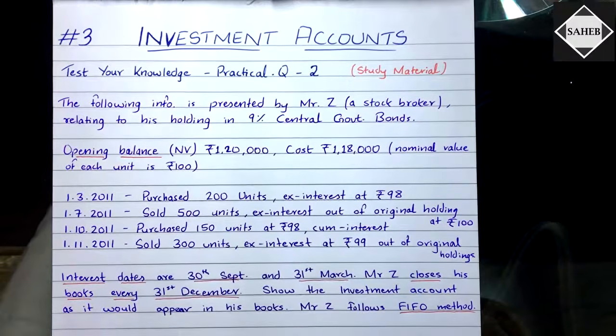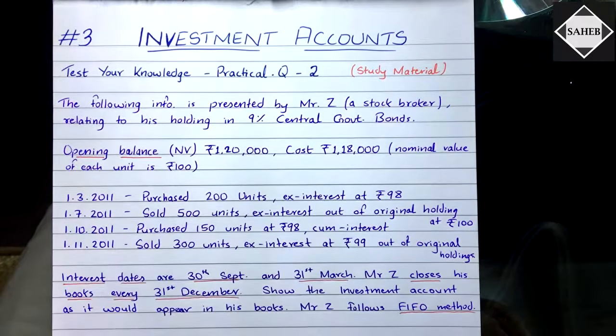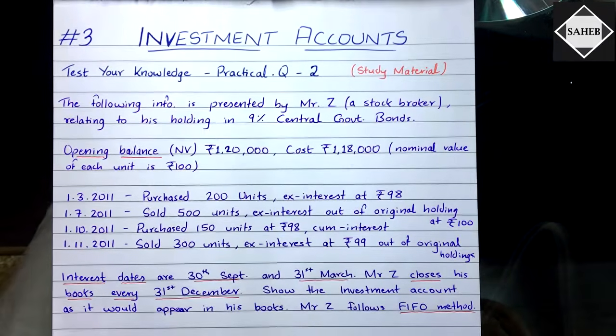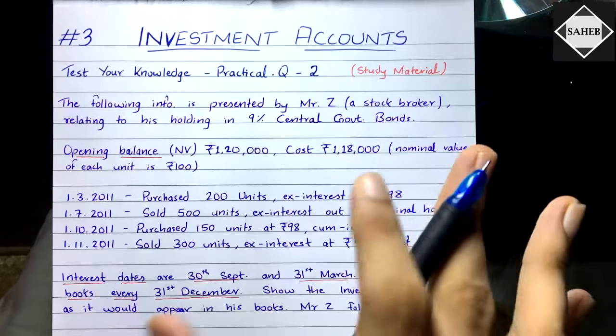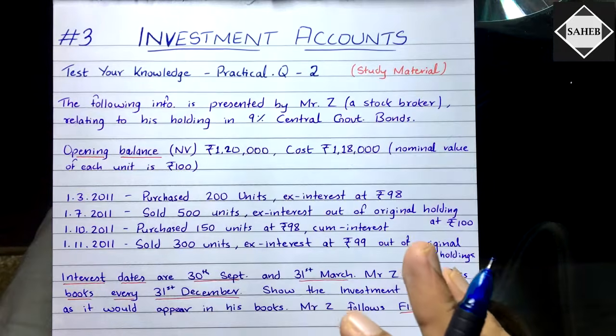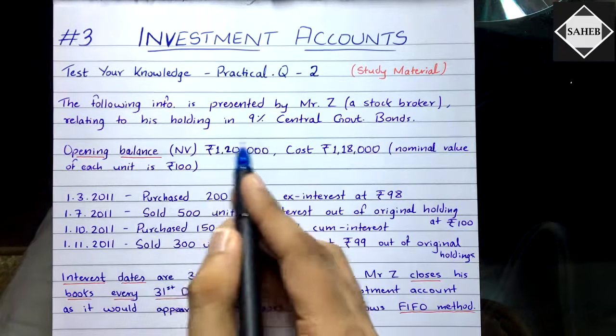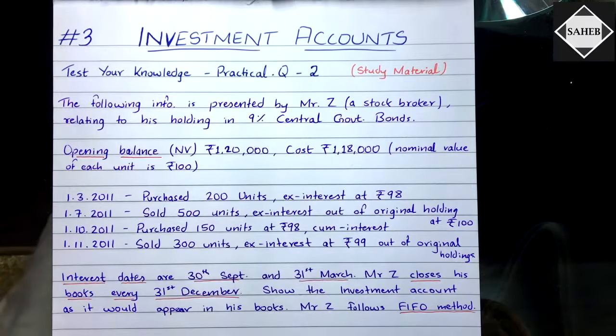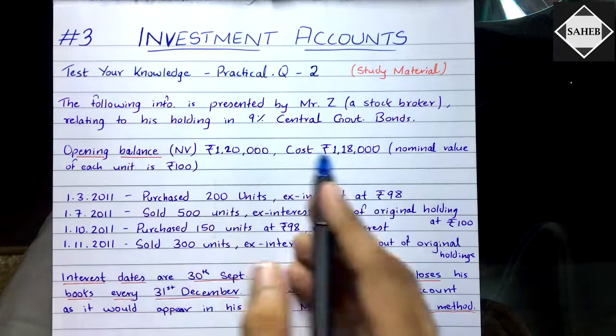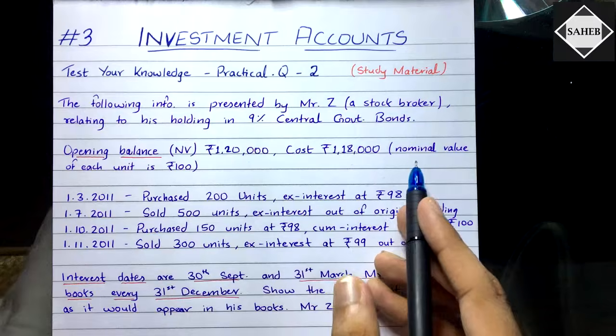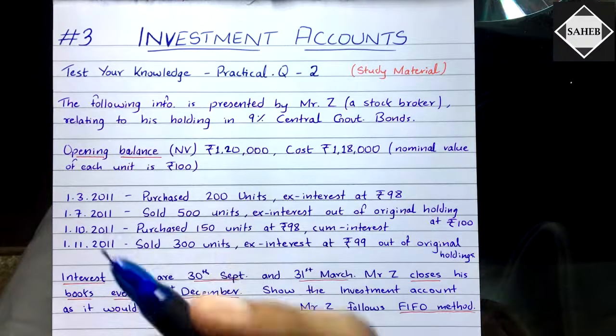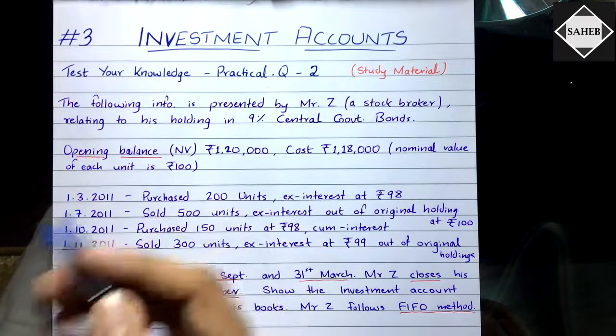Then the main thing about this question is, see here, opening balance of investments is given, right? In the previous question, illustration 1, we saw there was no opening balance. So here we have got the opening balance. What does it mean, opening balance? See here, we have the nominal value of that opening balance 1,20,000, and the cost of that opening balance 1,18,000, and then in the bracket they have said the nominal value of each bond, of each unit, is ₹100.